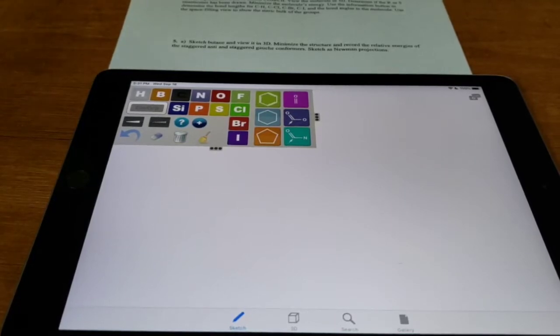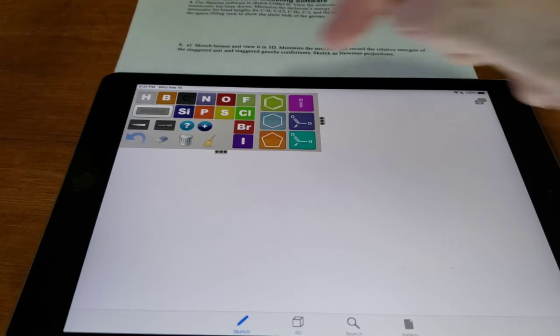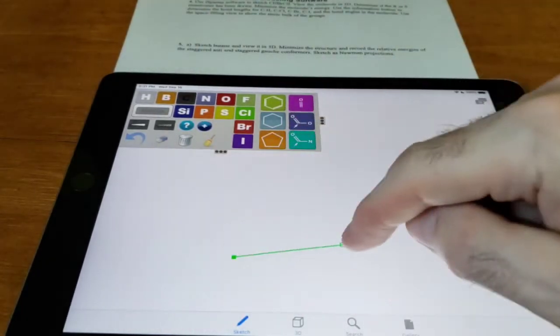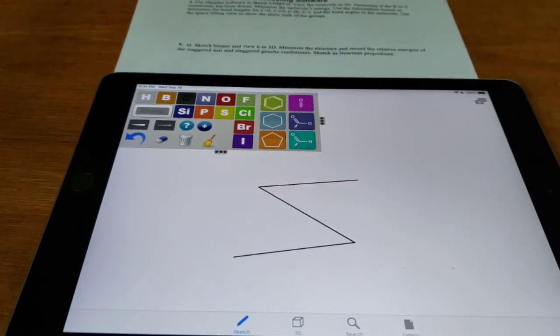Part 5 asks us to sketch butane, look at the molecule in 3 dimensions, and then look at the molecule the way that you would observe a Newman projection and see if we can tell any difference in the repulsive energies between the staggered anti and the gauche conformers. So I'm going to pick out carbon and just build 3 bonds, 4 atoms, all carbons. The software knows that if I don't add anything else to this molecule, that everything else is a hydrogen.